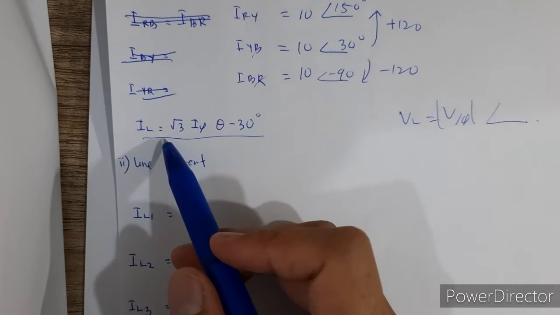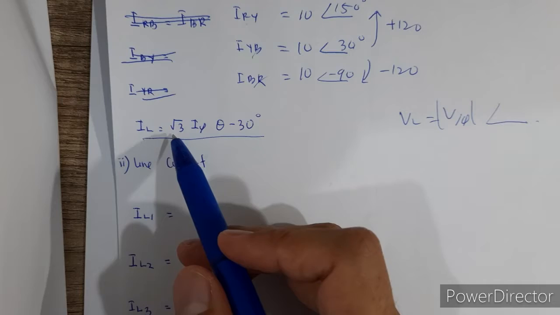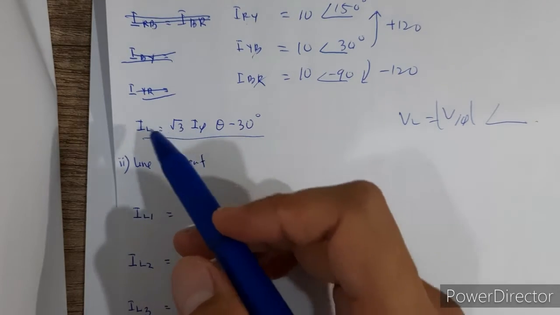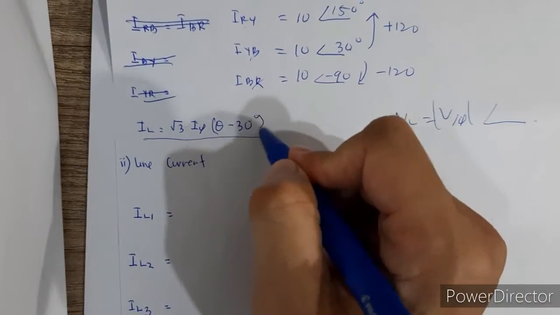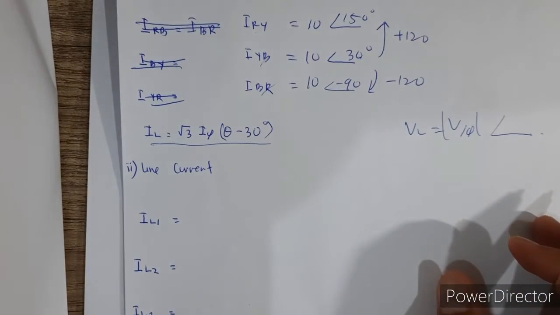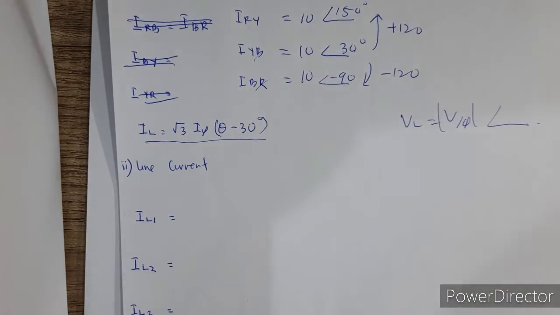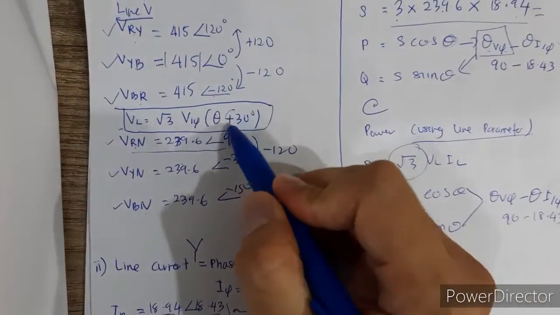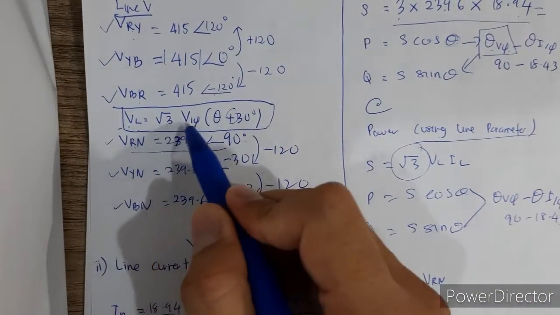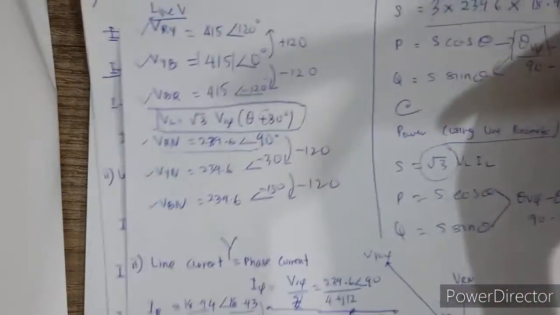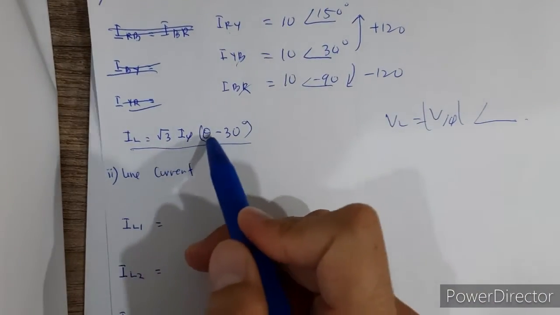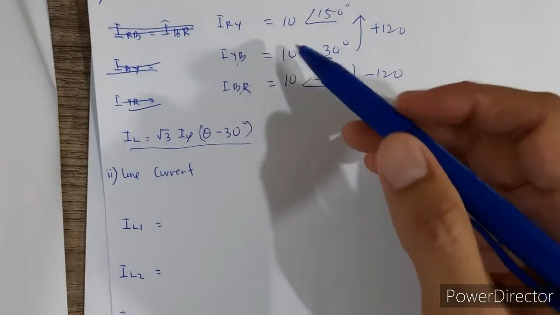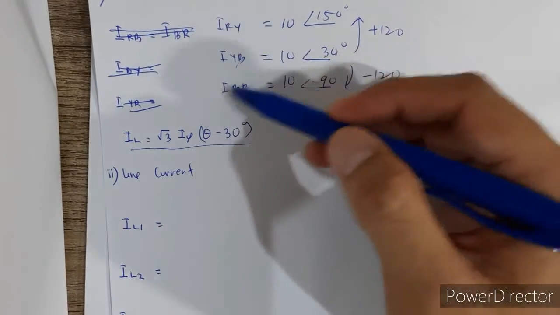Okay, so the equation relating line and phase is I line equals square root of 3 I phase, angle theta minus 30. Okay, for Y just now, for Y plus, V line equals square root of 3 V phase, theta plus 30. But okay, for current, I line equals square root of 3 I phase, theta minus 30. Okay, so the given here is the phase current.